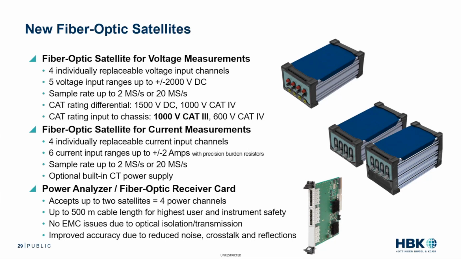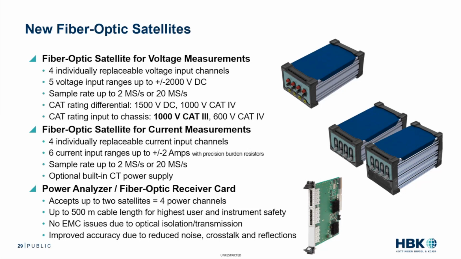Again, 4 individually replaceable current input channels, and then 6 current input ranges up to plus minus 2 amps with precision burden resistors. And naturally, the CTs would make the high current measurement and reduce it down to the plus minus 2 amp on the secondary, going to the actual satellite for the current measurement. Again, sample rates at 2 million samples per second or up to 20 million samples per second if you decide that is necessary for your measurement as we move forward with higher frequencies.